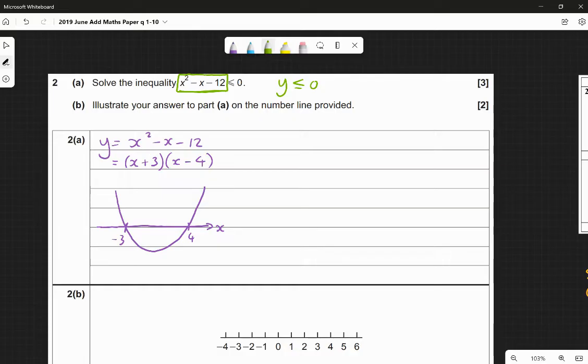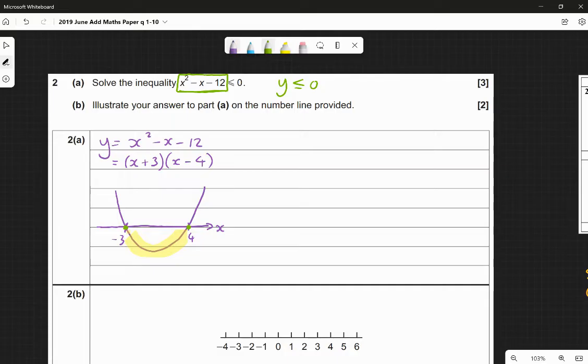So in my graph, when are the y coordinates on that graph less than or equal to 0? That will be in these highlighted bits here. In that part of the graph, the y coordinates are negative. But I want to know when the y coordinates are negative or equal to 0, so that it would include the minus 3 and the 4. So anything between minus 3 and 4 inclusive will solve this inequality.